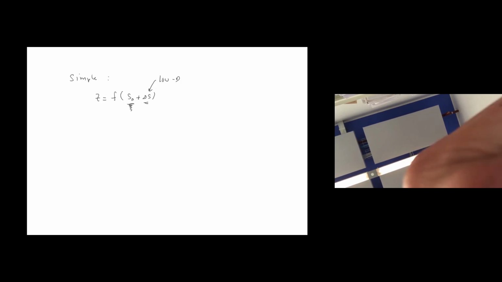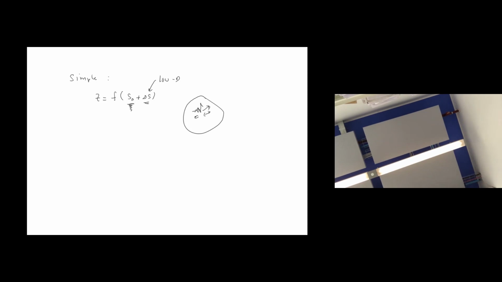So why do neuroscience? Suppose we spend a lot of time looking at simple tasks. Are we going to learn anything? If you look at simple tasks, what it is, z equals f of s naught plus delta s. Well, this is low d. What experimentalists do is fix everything, and they vary one thing. So the random dot kinematogram, everything was fixed except the dots on the screen. The animal didn't have to worry about anything else except the dots on the screen.